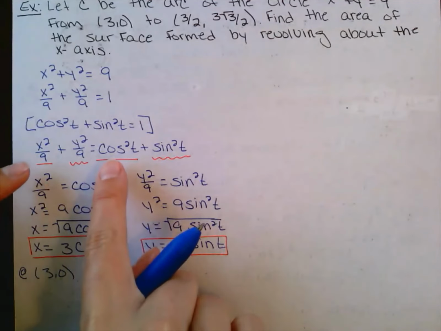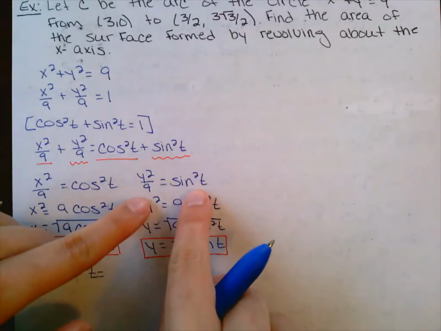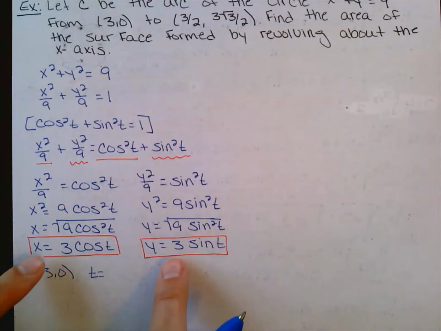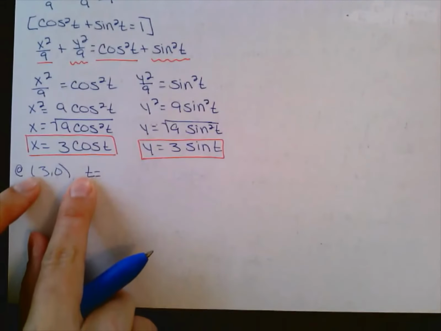So here, I put the x squared and the cosine together, the y squared over 9 and the sine squared together, divided the 9, square rooted both sides, and then cleaned that up. Okay, so again, now we're going to find what the t is at 3, 0.